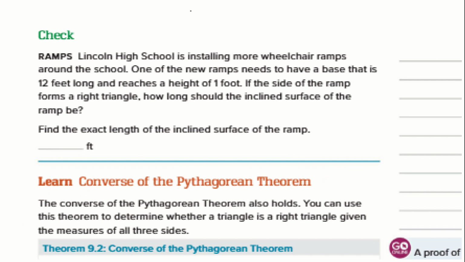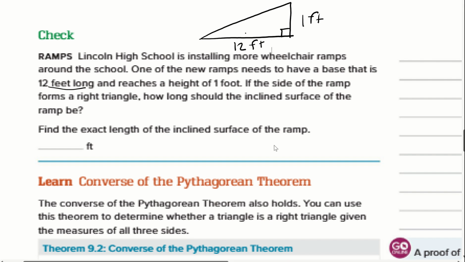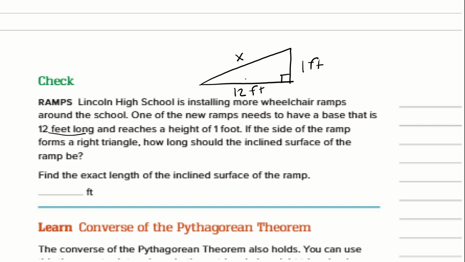Okay, so let's set up the picture. It says one of the new ramps needs to have a base that is 12 feet long. Okay, so we got a base, and it reaches a height of 1 foot. And there's our right triangle. How long should the inclined surface of the ramp be? So that's how long is that?